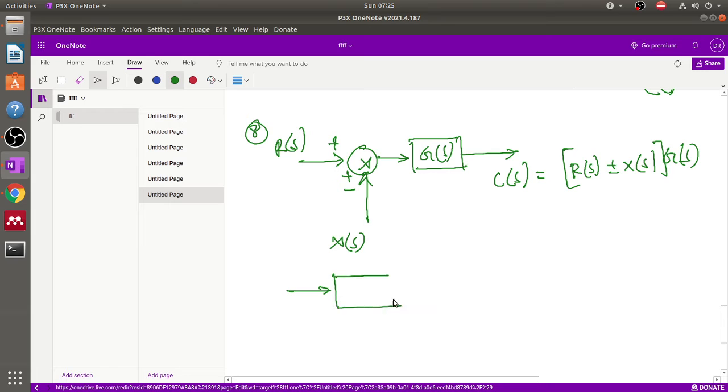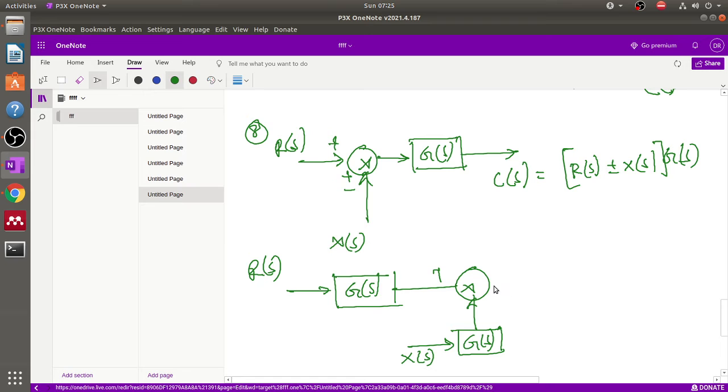So what will we do? First of all, this RS is multiplied by a separate gain GS, and then we apply it here in the summing point, and here also, before we apply XS, it goes through the gain GS. So the output equals CS, which is the same as this expression. Okay, and here plus minus, here only plus. So look here, the summing point is before this gain. Now we shift this summing point after this gain block GS.